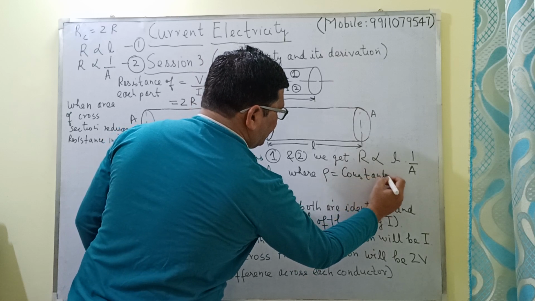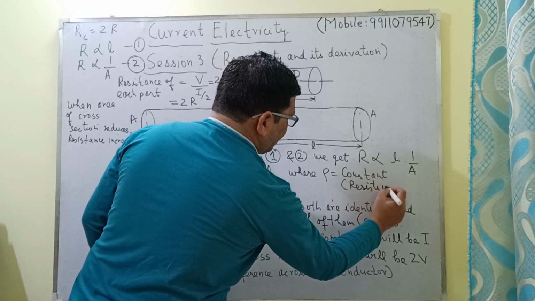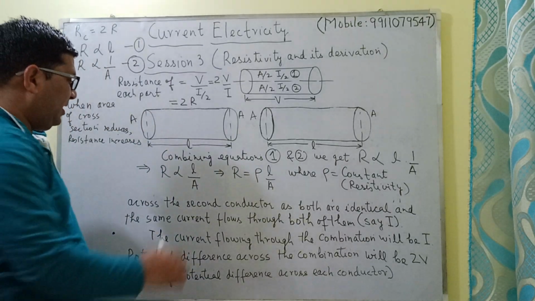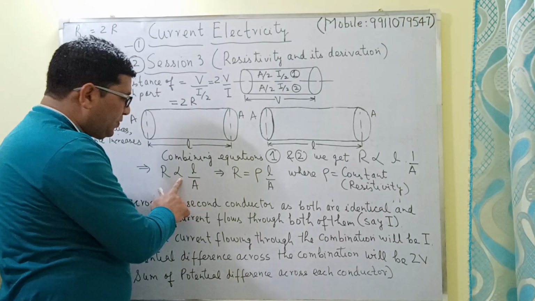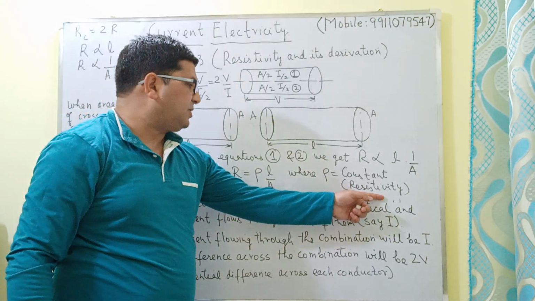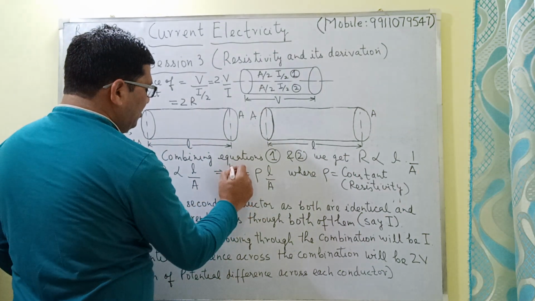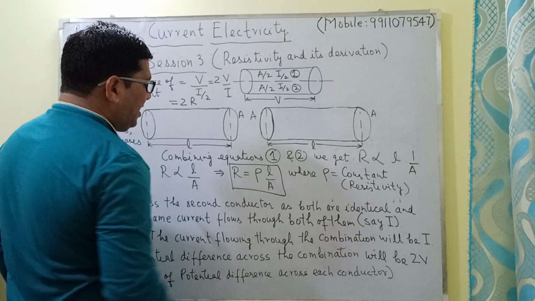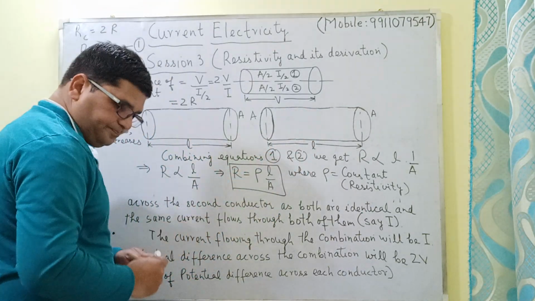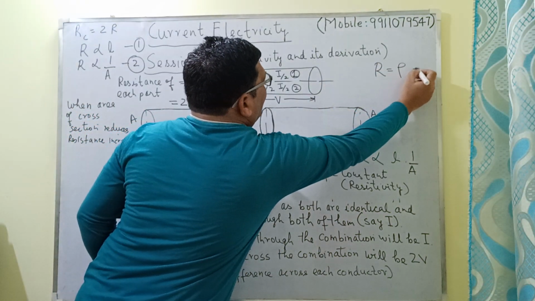And this is called the resistivity of the conductor. So what I have done is I have replaced this proportionality sign with a constant, and this constant is called the resistivity of the conductor. So in this way we have been able to derive this equation, that is R is equal to rho L upon A. Now I will be writing this equation here, R is equal to rho L upon A.